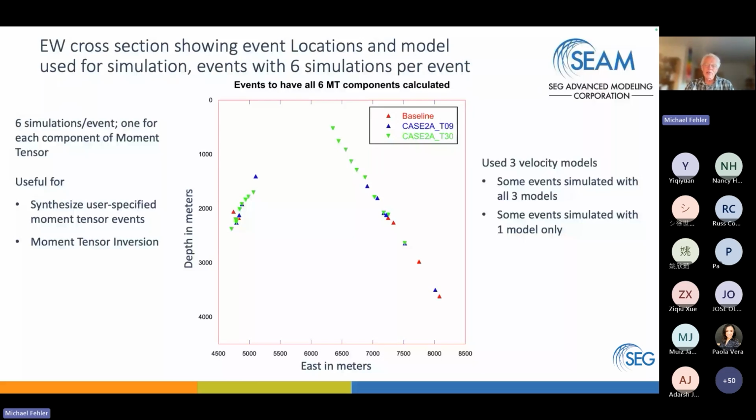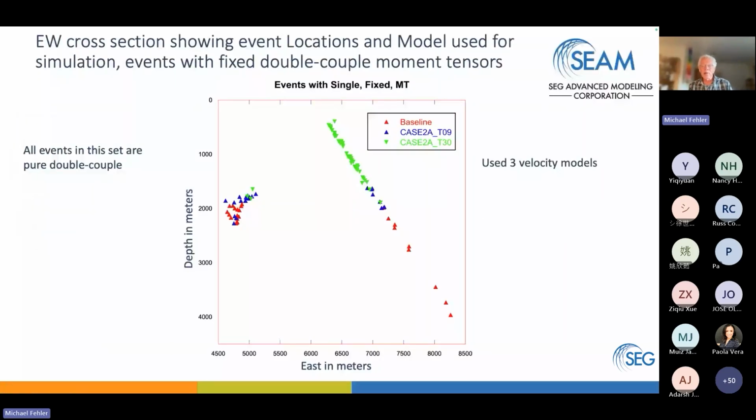3 velocity models, 6 simulations at each location to give 6 components of the moment tensor for each point on this plot. And then we did another set of events where we actually specified the moment tensors. And we generally specified the moment tensors to be consistent with normal faulting along the faults that you see, the eastern fault, which dips to the east, and the western fault, which dips to the west. In this case, the geomechanics actually said, because there were higher pore pressures over here, that there was more likelihood of faulting off the fault as well as near the fault. These tended to want to stay more near the fault.